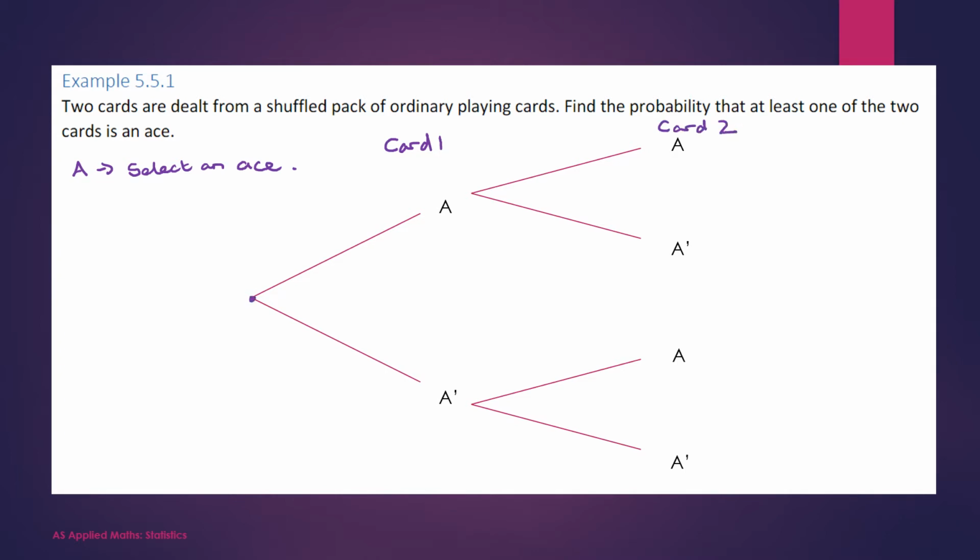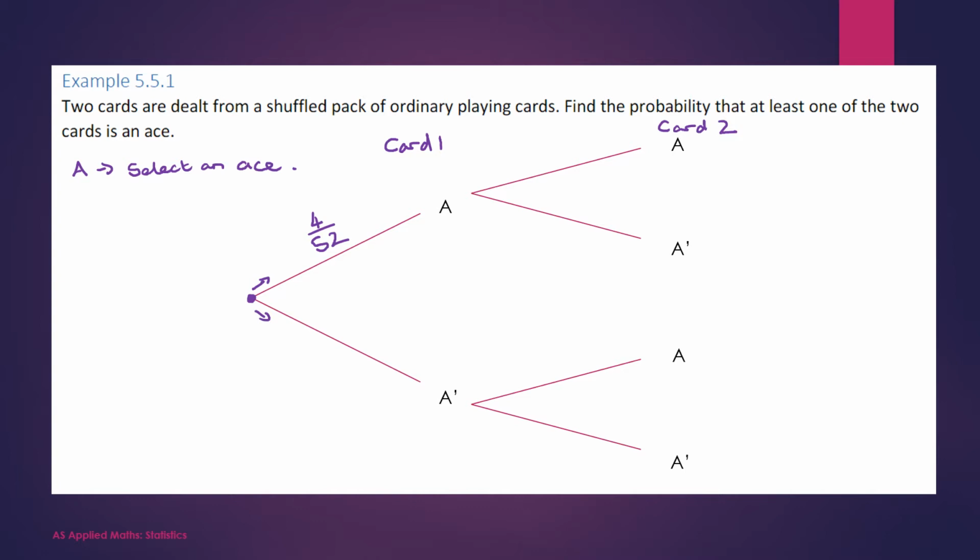I was thinking about if you're starting at this point here and you're either going to go that route or that route. So when I select the first card, if I get an ace, well, there are 4 aces in a pack and there are 52 cards in total. You are expected to know about playing cards for statistics questions. So you might need to just brush up on a pack of playing cards.